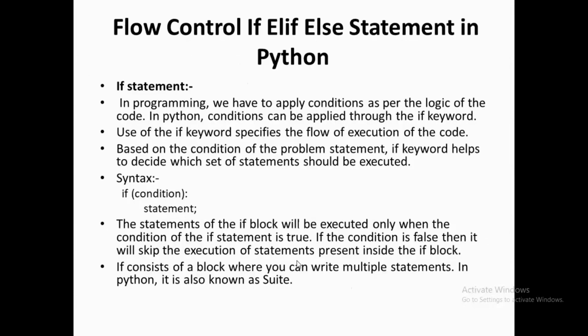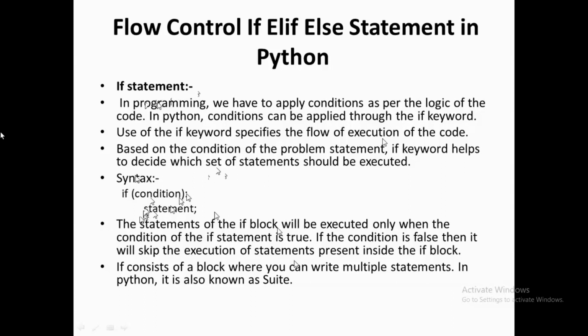So for flow control, if, elif, else statements are there in Python. The first one is the if statement. We check for some condition, and if that condition is true, then the statements inside that if will be executed. The use of the if keyword specifies the flow of execution of the code, and based on the condition of the problem statement, it helps decide which set of statements should be executed. See in this example, if condition and then colon; if that condition is true, the statement under that if condition will be executed.